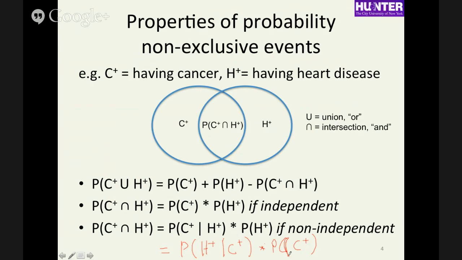Good question. So the question is, does this part change? And the answer is it doesn't matter. Just like multiplication, it's commutative. So 3 times 2 is the same as 2 times 3. And you can put this in either order. Your probability of having cancer and heart disease is the same as the probability of heart disease and cancer. It's the same thing.